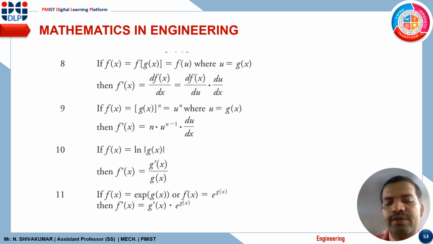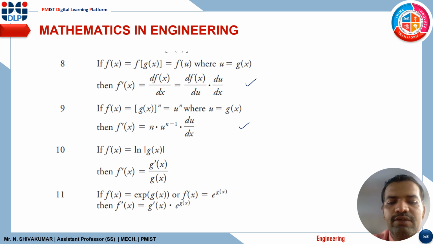So if f of x is equal to f of g of x, it is a function of another function called g, which is equal to f of u, where u is g of x. So f dash of x becomes df of x divided by du into du by dx. We can rewrite like this. Okay. So next, these are some definitions you go through.